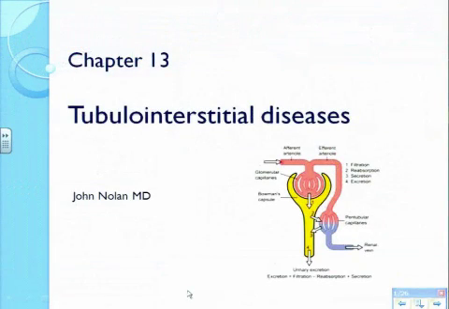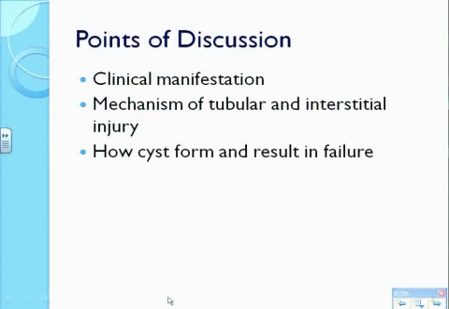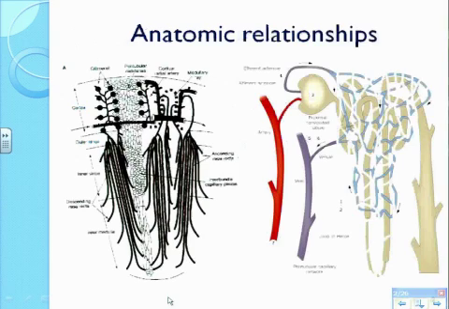All right, let's finish up with tubulointerstitial diseases. A little bit going over the clinical manifestations of these disease processes. We'll talk about the mechanical tubular interstitial injury, and then also cyst formation results in failure. The anatomic location of this area is now beyond the glomerulocapillary and Bowman's capsule. Now you're talking about proximal tubules, anything on the loop of Henle, distal convoluted tubules, and collecting ducts. Any part of these can be part of the tubulointerstitial disease process.